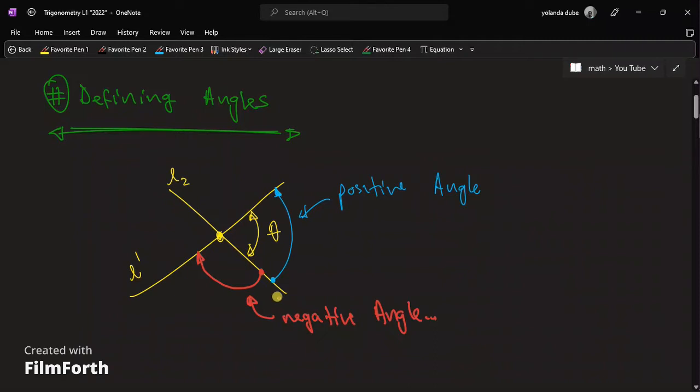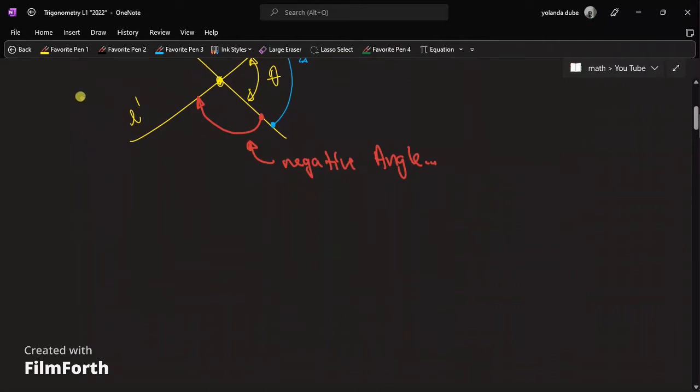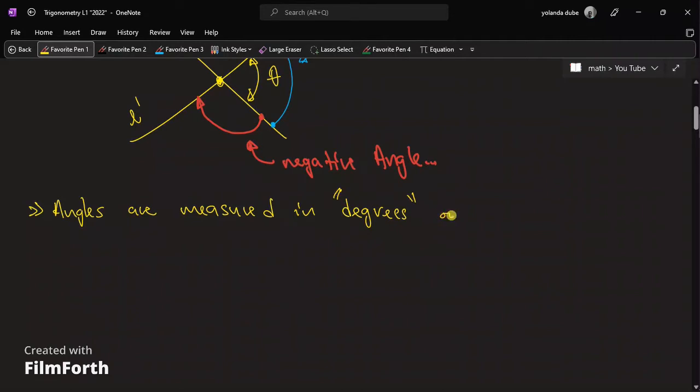So I think now we are quite clear on the definition of angles. Then now let's talk about the units for measuring angles. You see, angles are measured in degrees or radians. So the two common units for measuring angles, we have what we call the degree, and we have what we call the radian, like that.